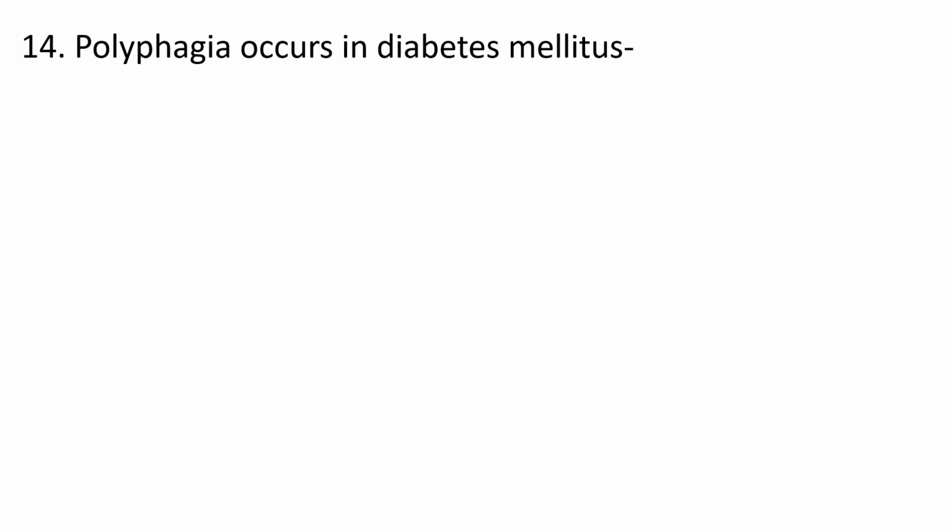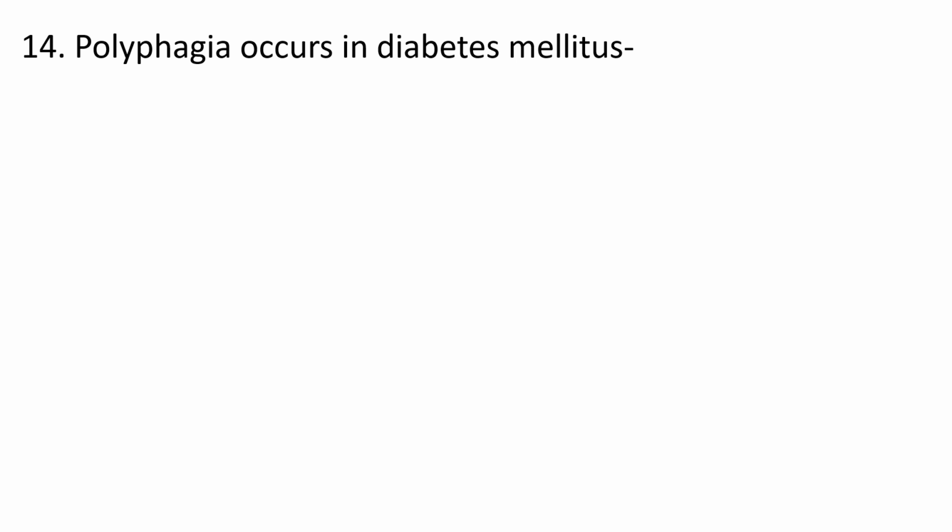The fourth question, polyphagia occurs in diabetes mellitus. In the previous session, we saw that polyphagia is not a feature of diabetes insipidus. But in this question, polyphagia occurs in diabetes mellitus. Diabetes mellitus is a condition where insulin is lacking, so carbohydrate cannot be stored. The carbohydrate cannot be stored as glycogen for later use, because there is no insulin.